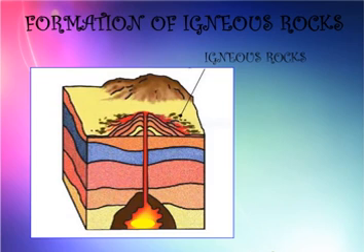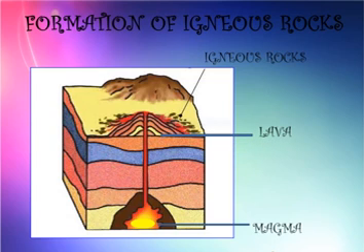As you can see in the picture, the molten rock inside the earth is called magma, but when it flows out onto the surface, it is called lava. And the cooled lava leads to the formation of different types of igneous rocks. And let me tell you that almost 95% of the earth's crust is made up of igneous rocks. Now let's learn about a few examples of igneous rocks.